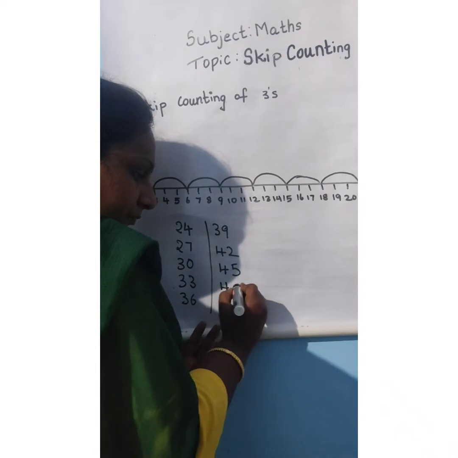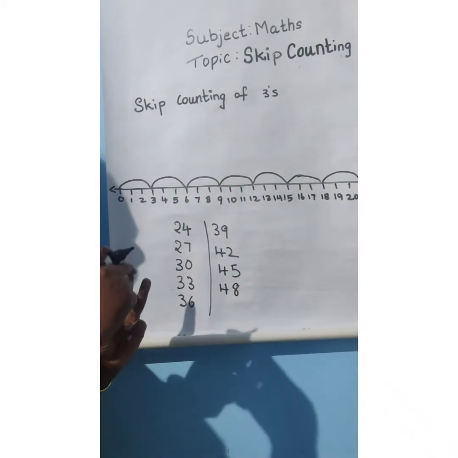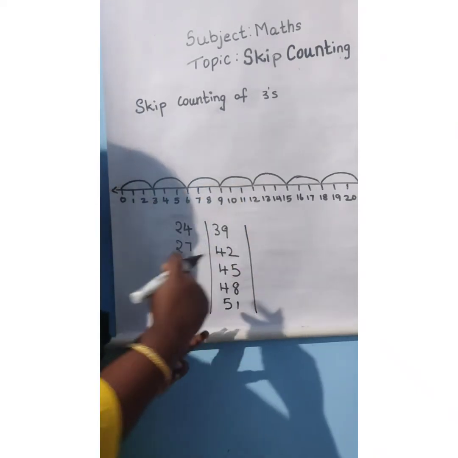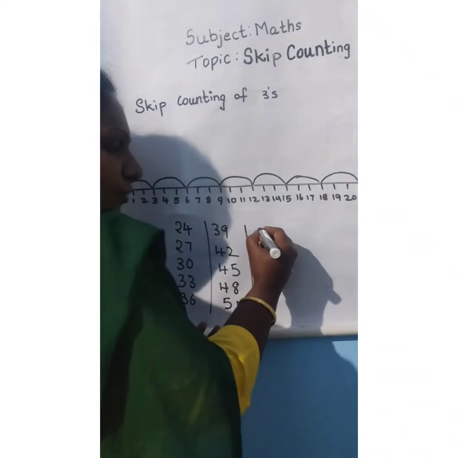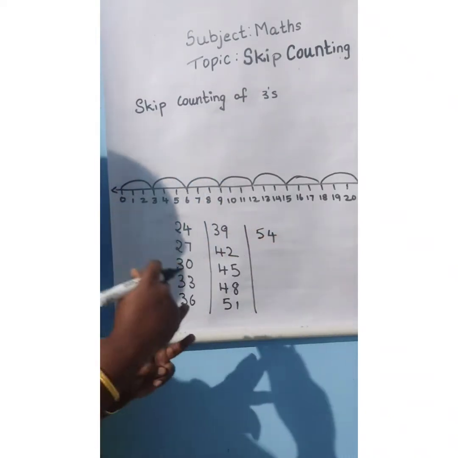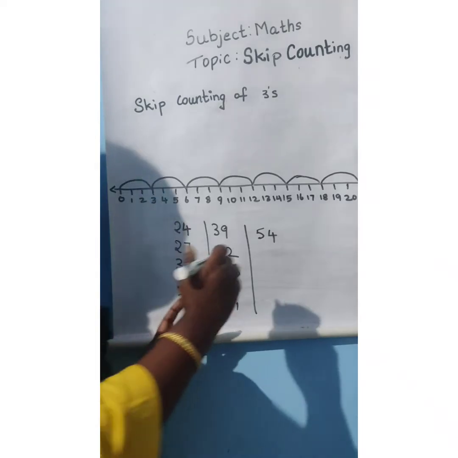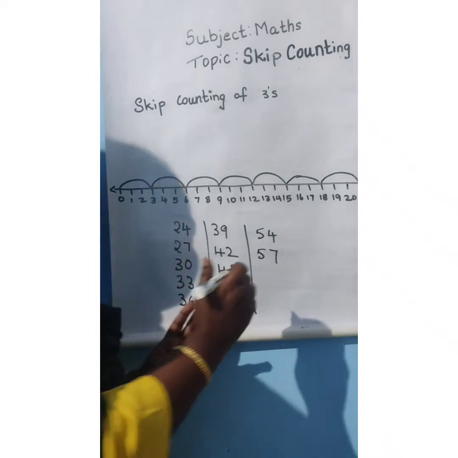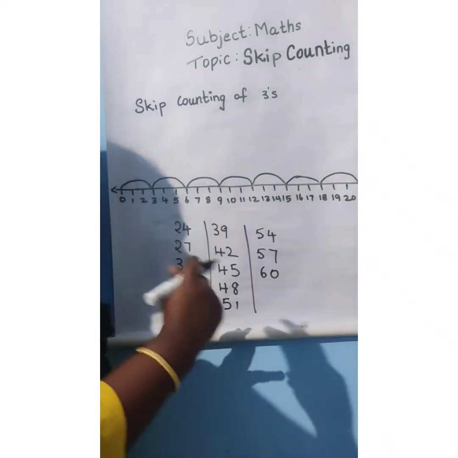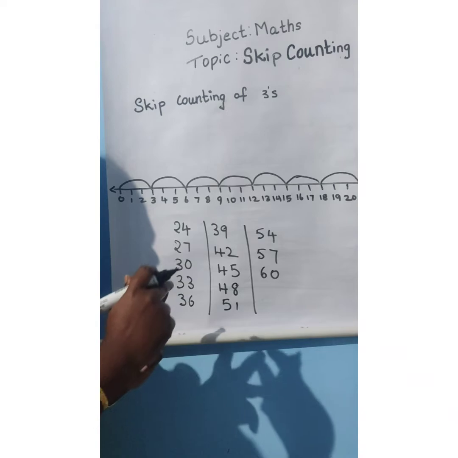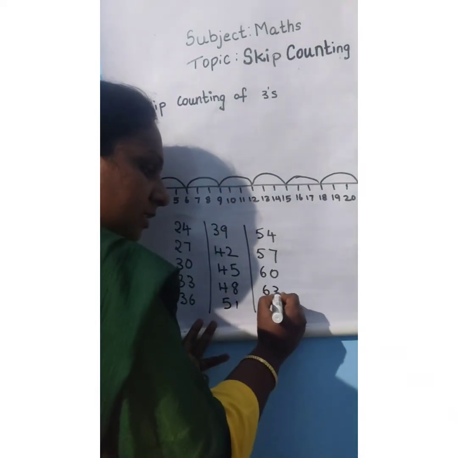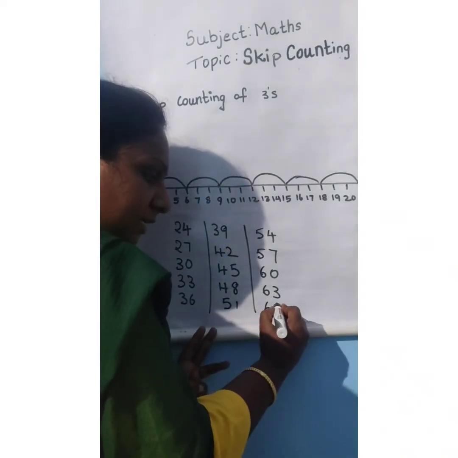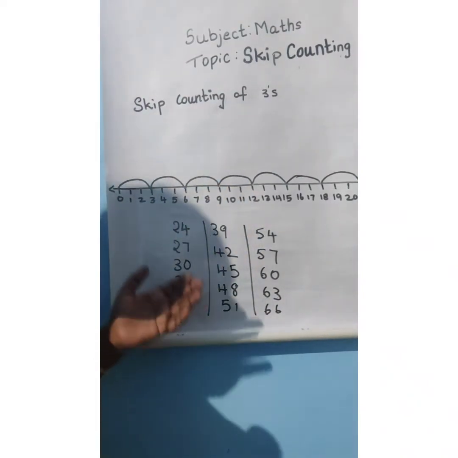So 48, 49, 50, 51. So right here 51. Next is 52, 53, 54. So right here 54. Next is 55, 56, 57. Right here 57. 58, 59, 60. So write 60. Okay, 61, 62, 63. So write here 63. 64, 65, 66. So write 66. Okay, so this is how you have to write.